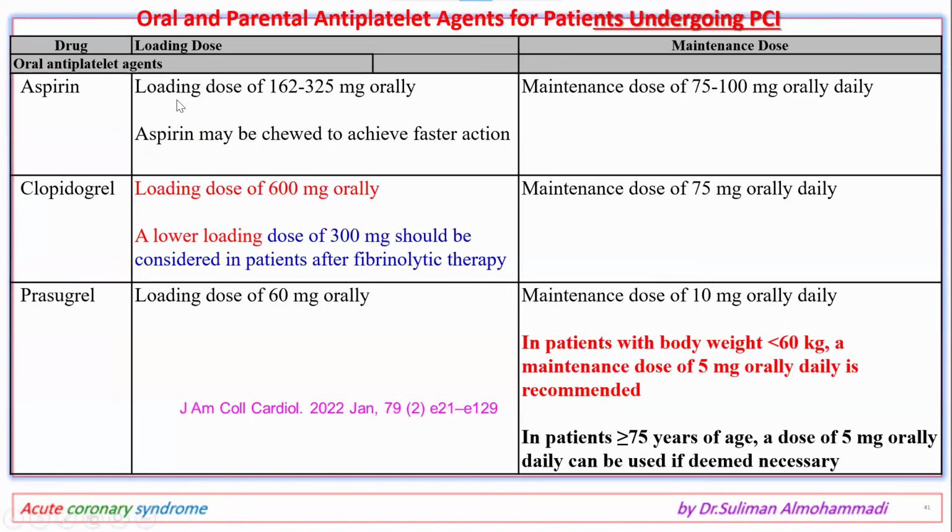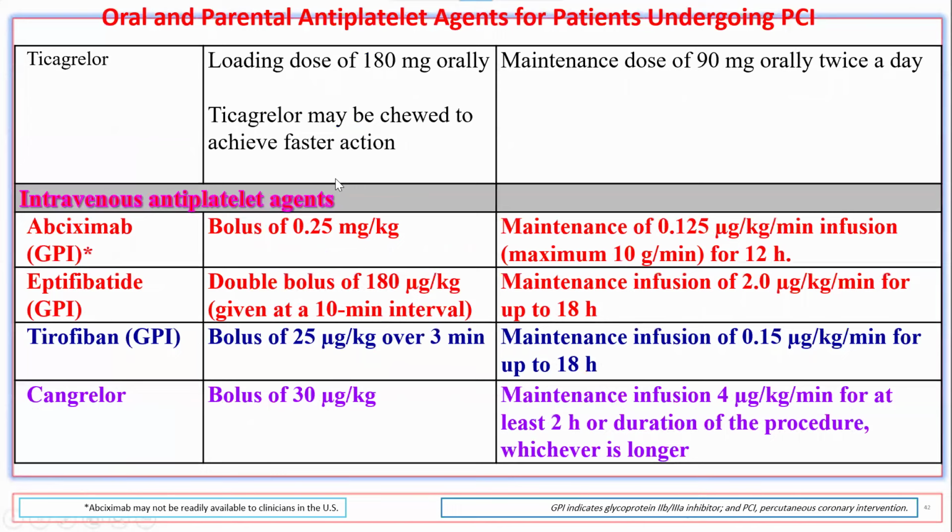The loading dose for aspirin is 2 to 3 tablets, and the loading dose of clopidogrel is 600 milligrams for the usual dosing, but a lower dose of 300 milligrams should be given after fibrinolysis therapy. The loading dose for prasugrel is 60 milligrams, but there is a recommended dose of 5 milligrams in patients who have low body weight and patients who are more than 75 years old. The ticagrelor loading dose is 180 milligrams, and the maintenance dose is 90 milligrams BID. Use intravenous antiplatelet agents only in special settings, because intravenous antiplatelet is not recommended routinely before the angiography.